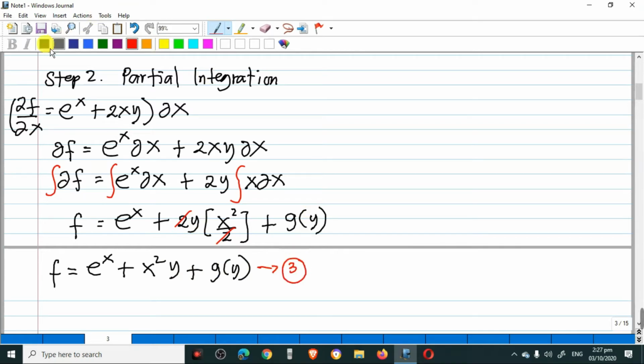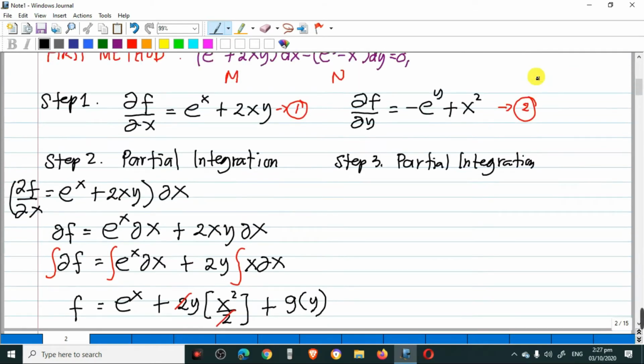So, let us proceed to step number 3. Step number 3, same solution. We will do the partial integration of equation number 2. Partial integration of equation number 2. What is our equation number 2? This one, the partial derivative of the function with respect to y, is equals to negative e raised to y plus x squared.